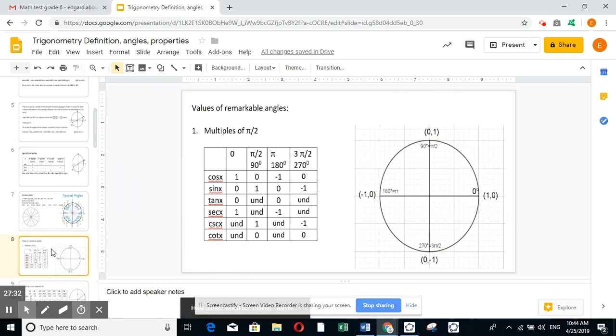Now in the second video, because we're reaching 30 minutes, which is enough for the first time, we're going to talk about values of remarkable angles. So see you in the second video. Thank you for listening.